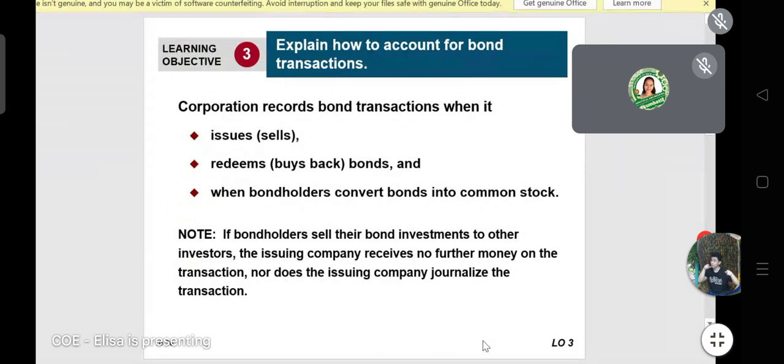Now, a corporation records bond transactions when it issues, when it redeems, and when bondholders convert bonds into common stock. So these are the three different time periods. When you issue the bond, at some point you redeem it or buy it back. And then there are the transactions when bondholders convert bonds into common stock, the convertible stock.